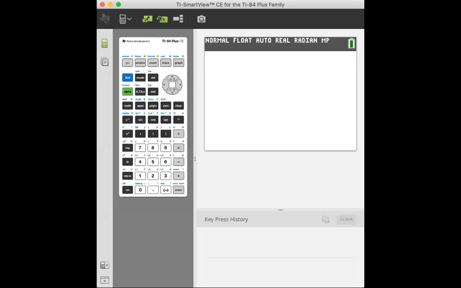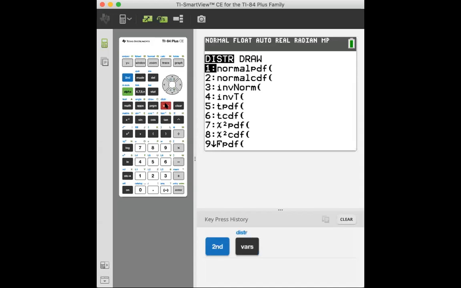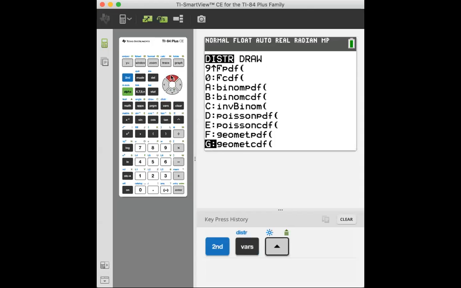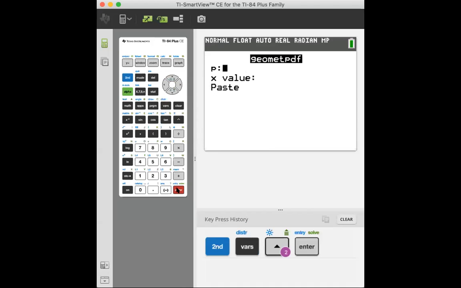All right, and the same place we found binom is where we're going to find geomet. So go second, distribution, or vars, and scroll up, and geomet PDF and CDF are right there for you. All right, so the PDF and CDF work exactly the same as with the binom. Since we want to find the probability that the third person is exactly the first success, we're going to do PDF.